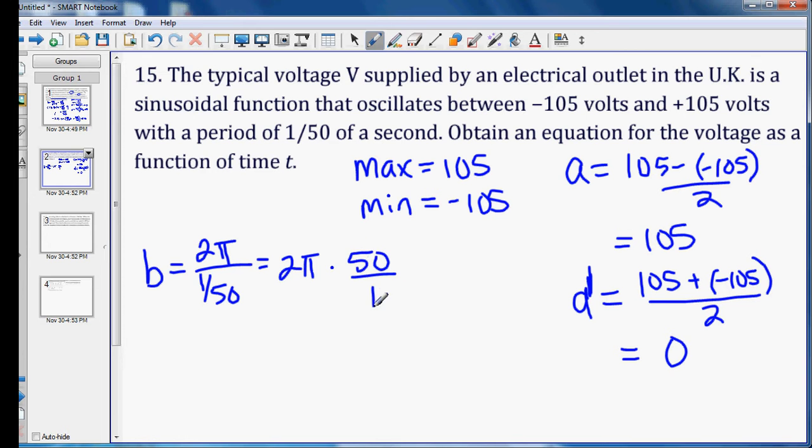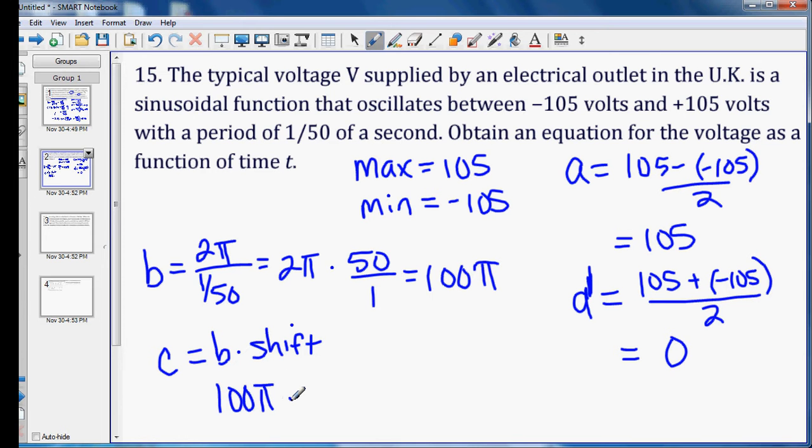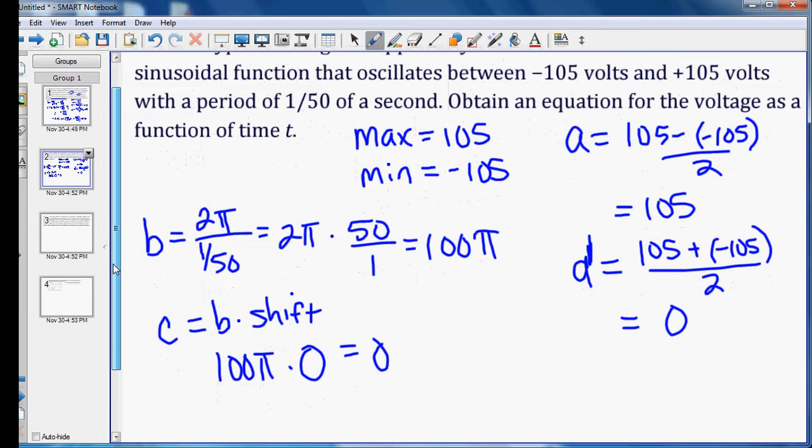And then our best friend C is equal to B times the shift. So that's 100 pi for B times the shift. So let's go back here. They actually don't give us any information about when it starts, when it stops, when it's at the maximum, when it's at the minimum. So we can just assume, which is nice, that there's no shift. Shift to 0, which just means that all gets wiped out and you don't have to include it. If they don't give you information about when the max or min is or when it starts or stops, then you don't have to worry about a shift.